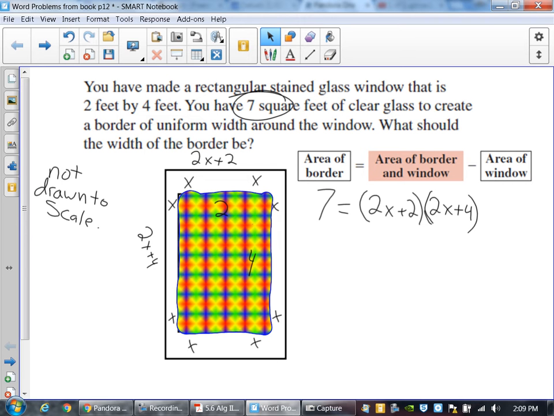Yeah. What I'm doing is I'm finding just the area of the border by subtracting out the area of the picture. Why is that 2x? What's x plus x? And then you subtract out the area of the window.